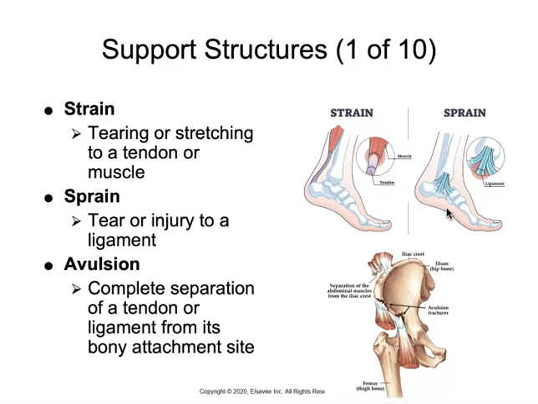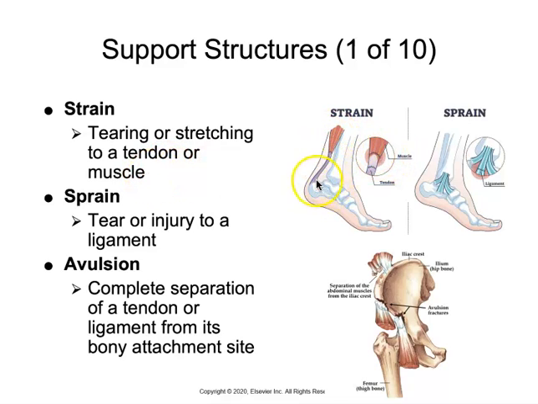Now let's move into some of our support structures. Now, a lot of people get the word strain and sprain mixed up. So I want you to think, when you see or hear the word strain, you want to think of that T in there, and that should prompt you to think of tendon. So this is a tearing or stretching of the tendon or the muscle.